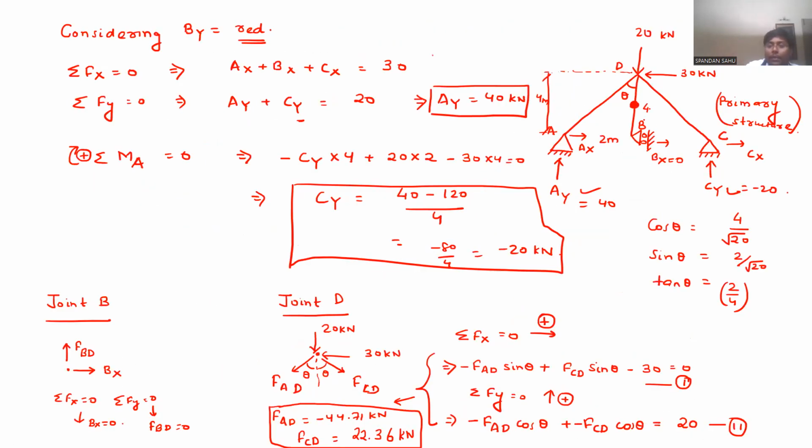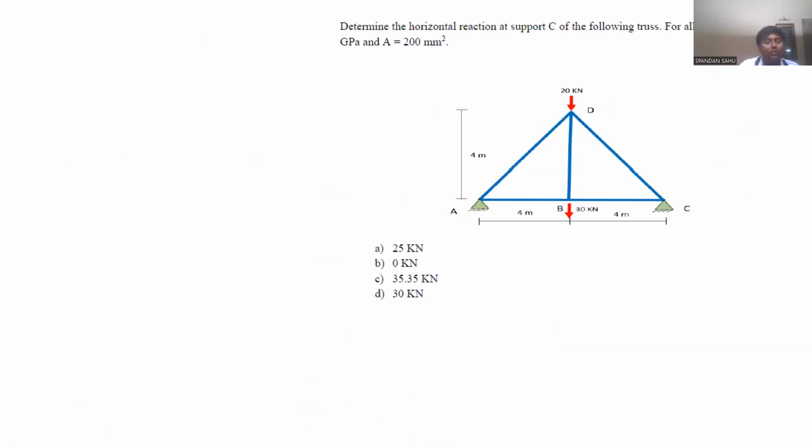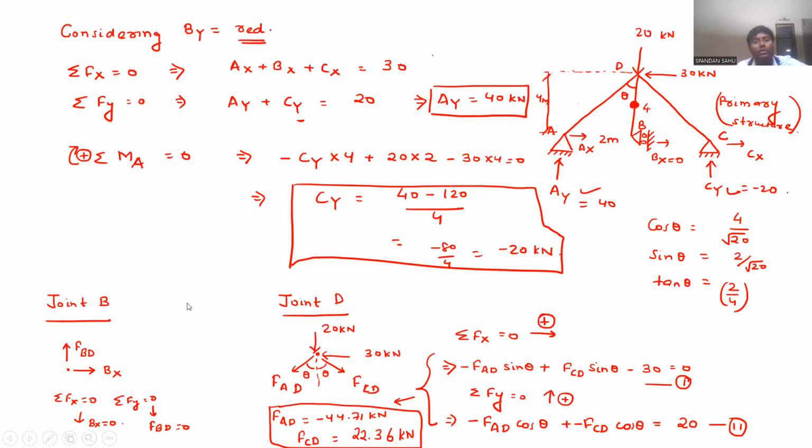So we have three members. This member, the member force is 0, that is a zero force member. FAD is minus 44.71 and FCD is 22.36. Now, let me add one more slide.